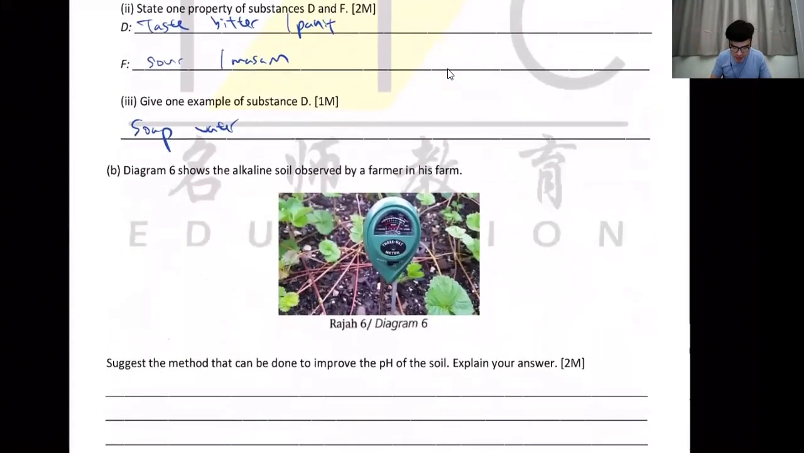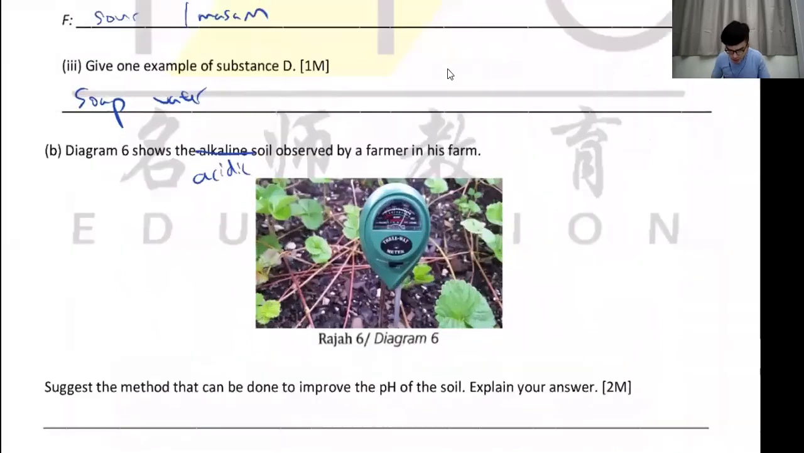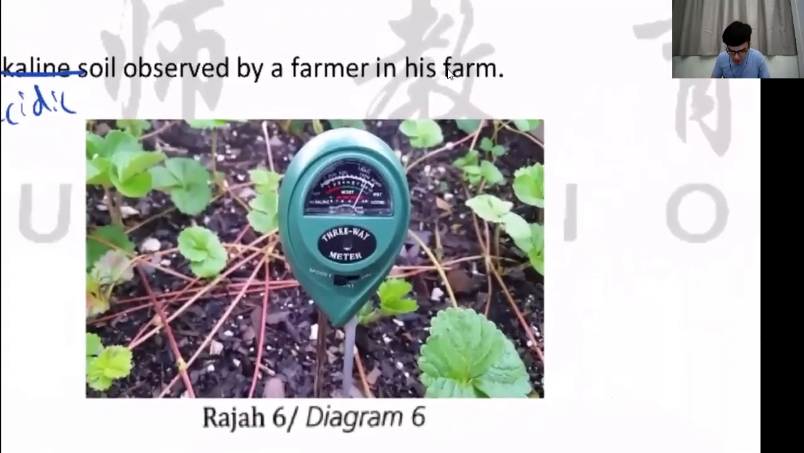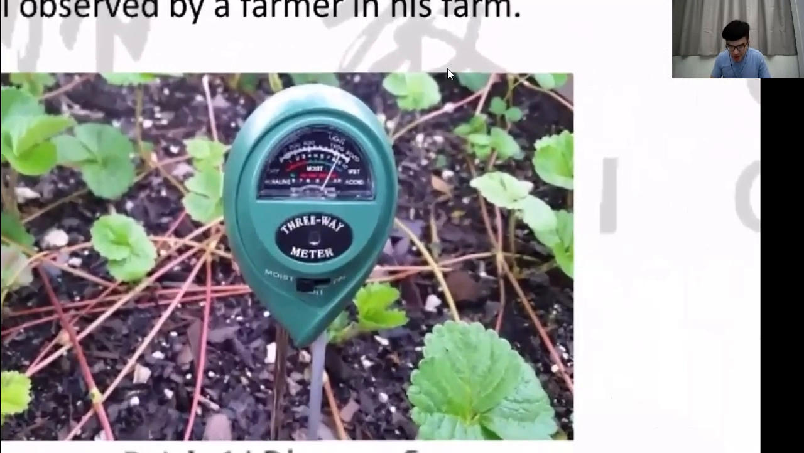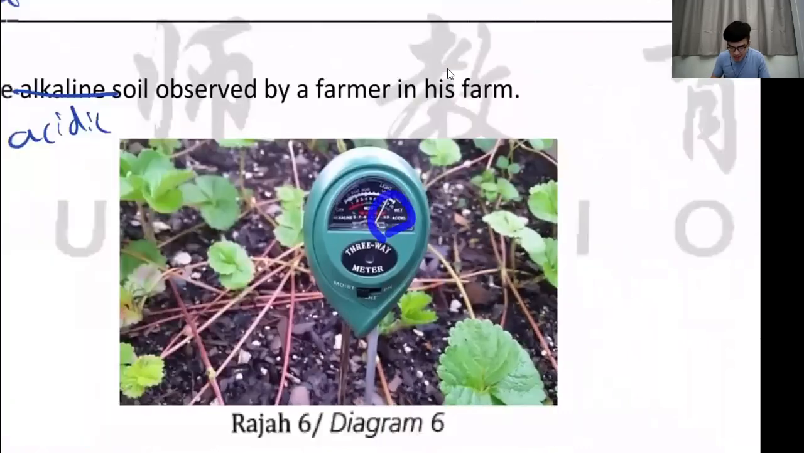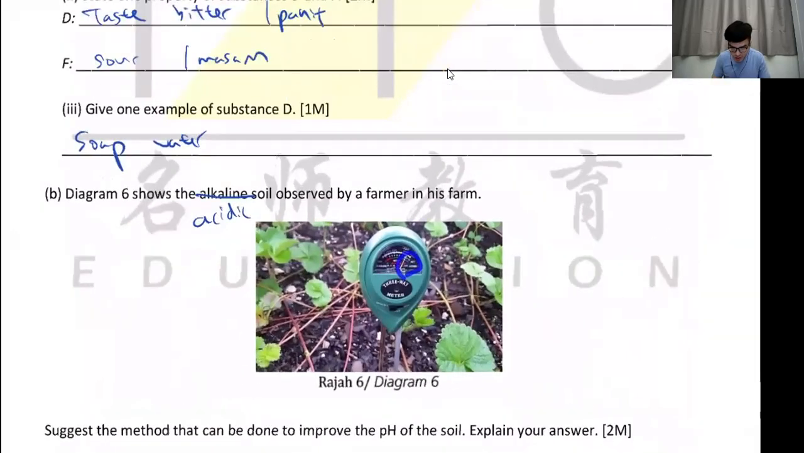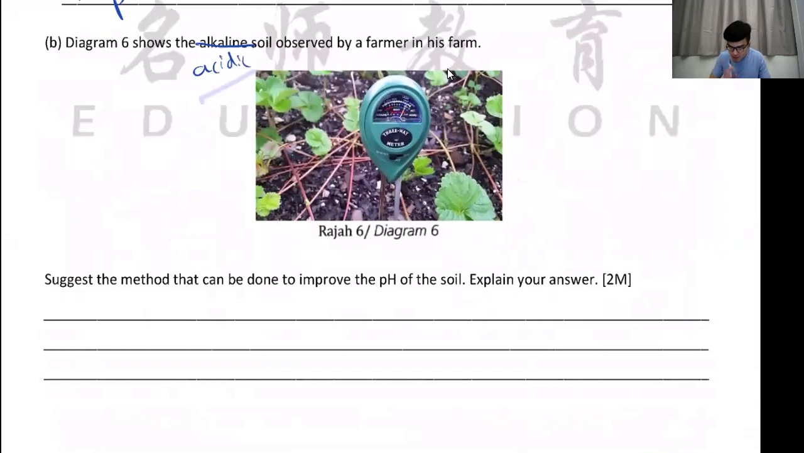Okay, next B. Diagram 6 shows alkaline soil as observed by a farmer in his farm. What can be done to improve the pH? Alkaline soil is okay, what? The problem is when you have, I think it's acidic lah. I think there's a typo here. Wait. There, you see? Acidic. Because alkaline soil is usually not a problem. Acidic soil is a problem. This is how they test lah. Okay, so observed by a farmer, obviously acidic soil, these plants are not going to survive.